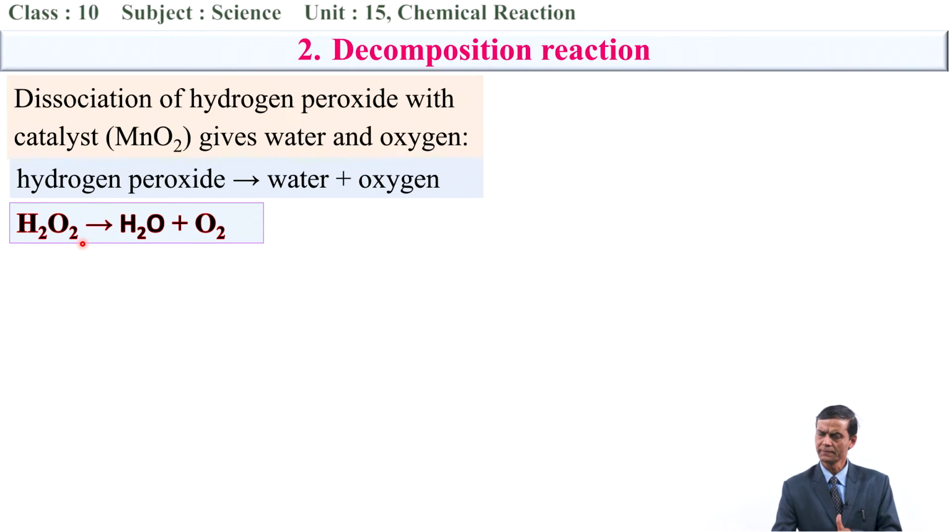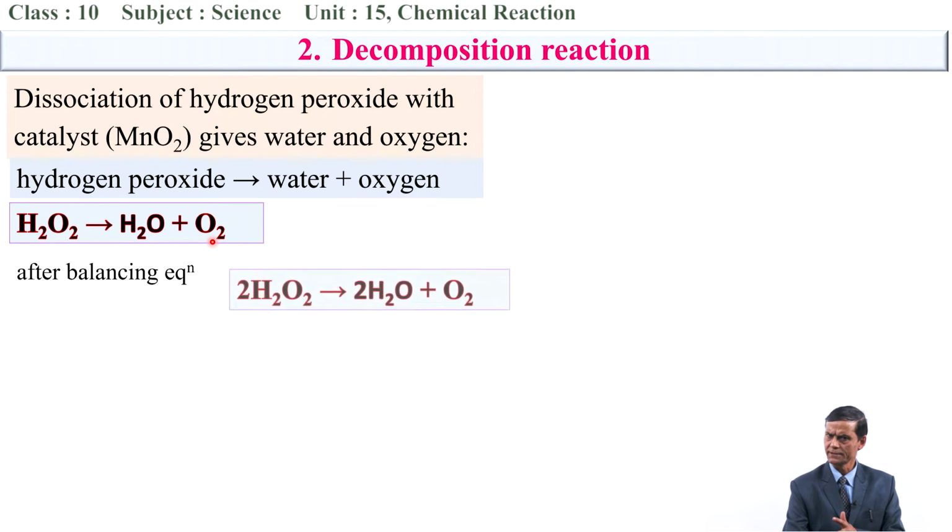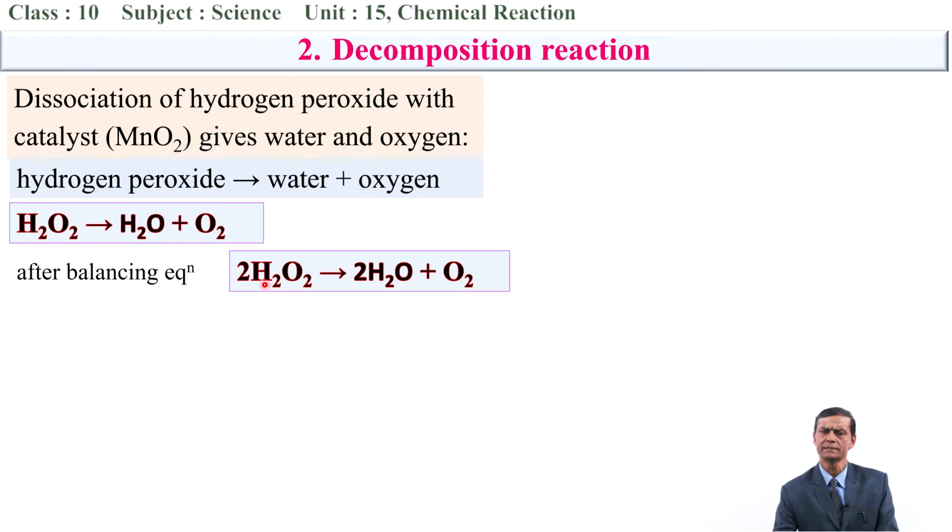H2O2 is hydrogen peroxide. It gives H2O plus O2. Let's balance it. Is it balanced or not? Let's check it. H2 and H2 balance, but O2, here O and O2, not balanced. How to balance it? Dear students, we have to balance like this: 2H2O2 gives 2H2O plus O2.